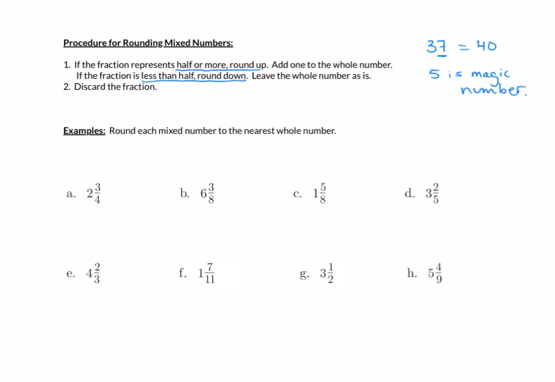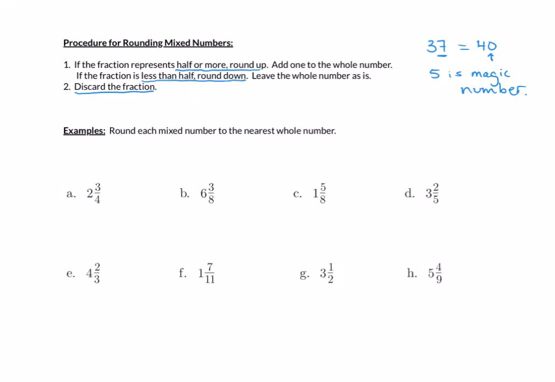Now when working with whole numbers we replaced all the digits to the right with zeros. For instance, over here we replaced the 7 with a 0. When we talk about rounding mixed numbers, the last thing we want to do is discard the fraction. Remember that the whole purpose of this is we're going to talk about estimating. We want to make the problem as easy as possible. That means getting rid of the fractions. So let's go ahead and look at some examples.